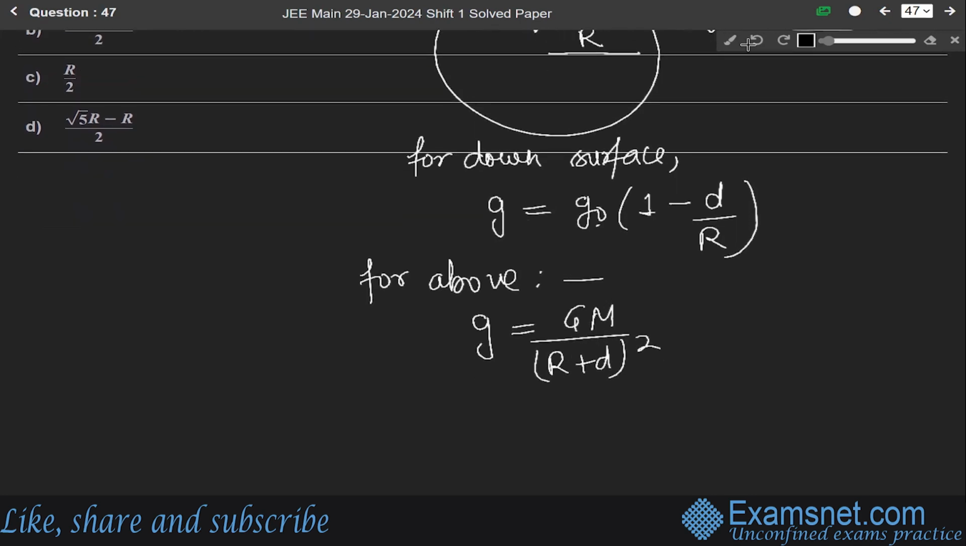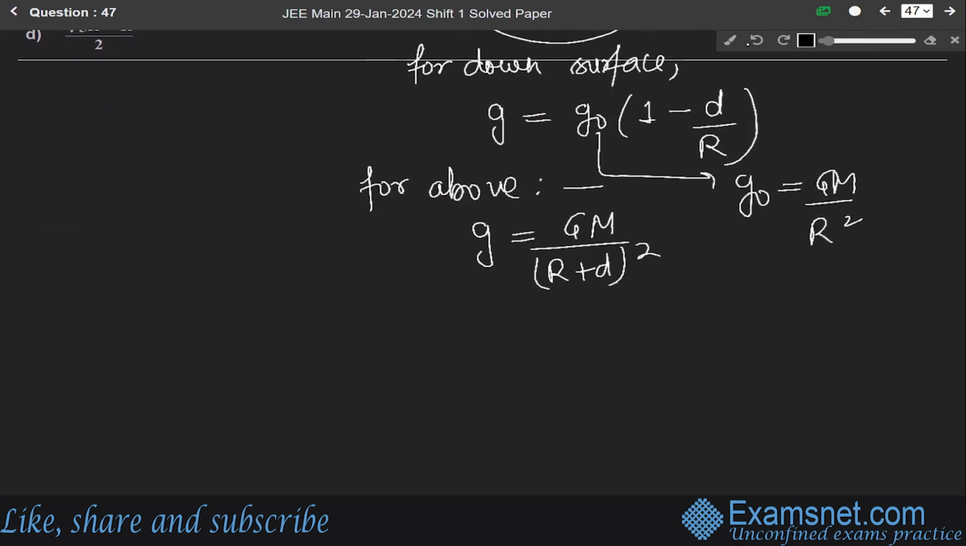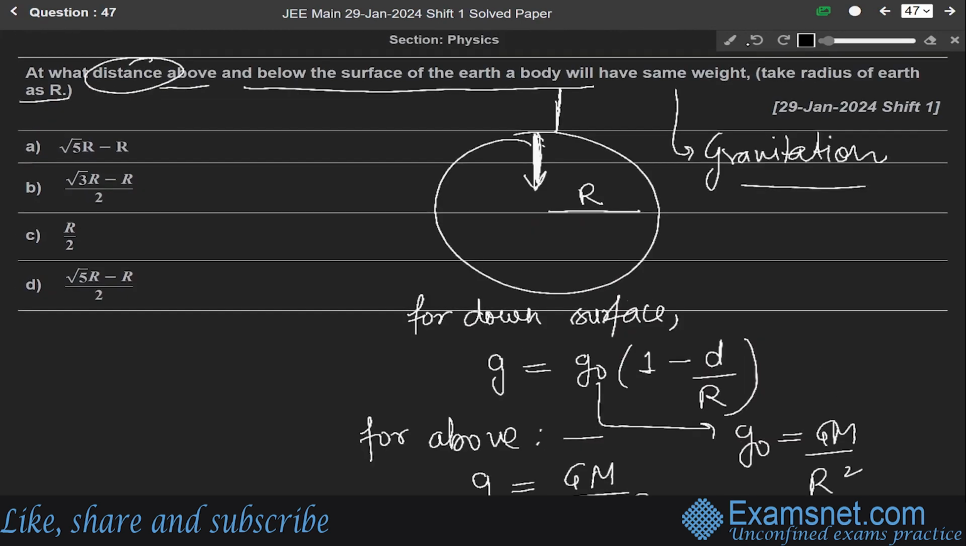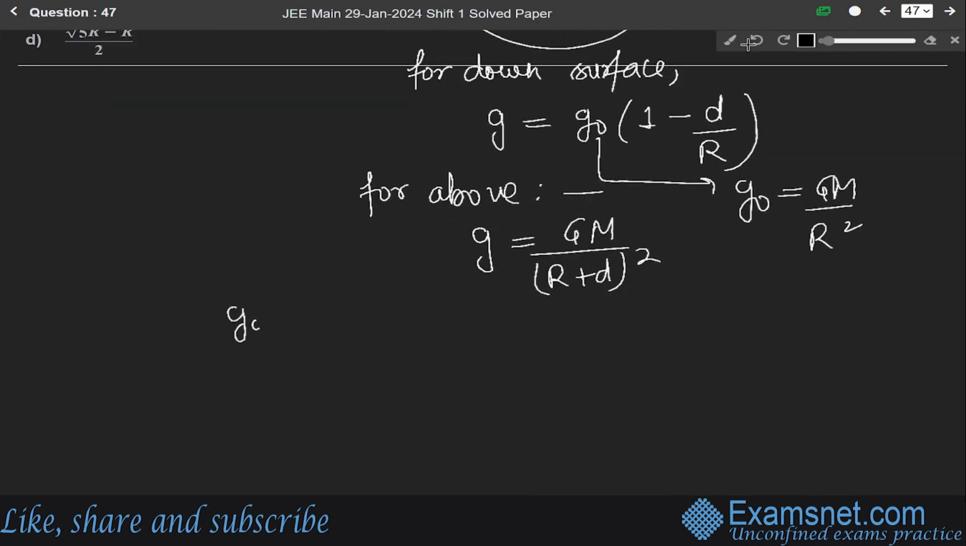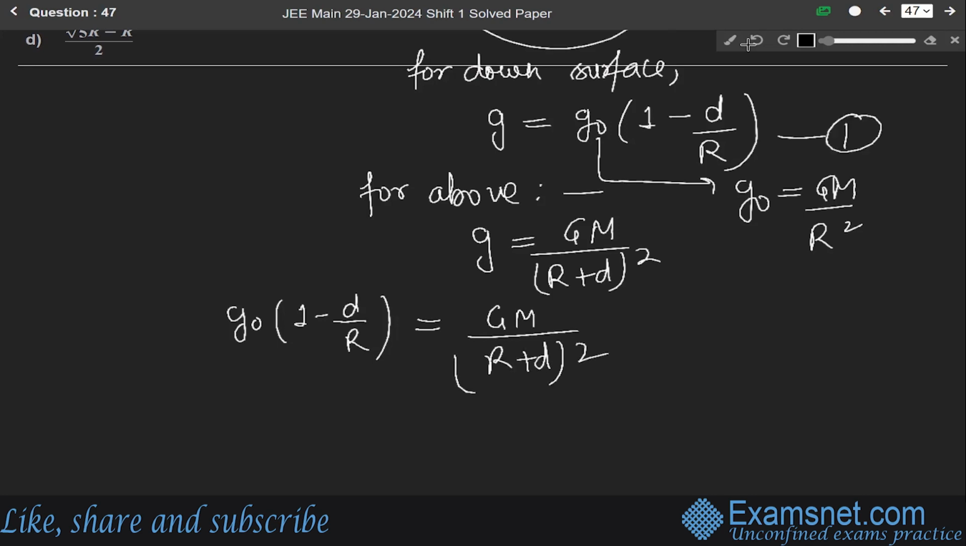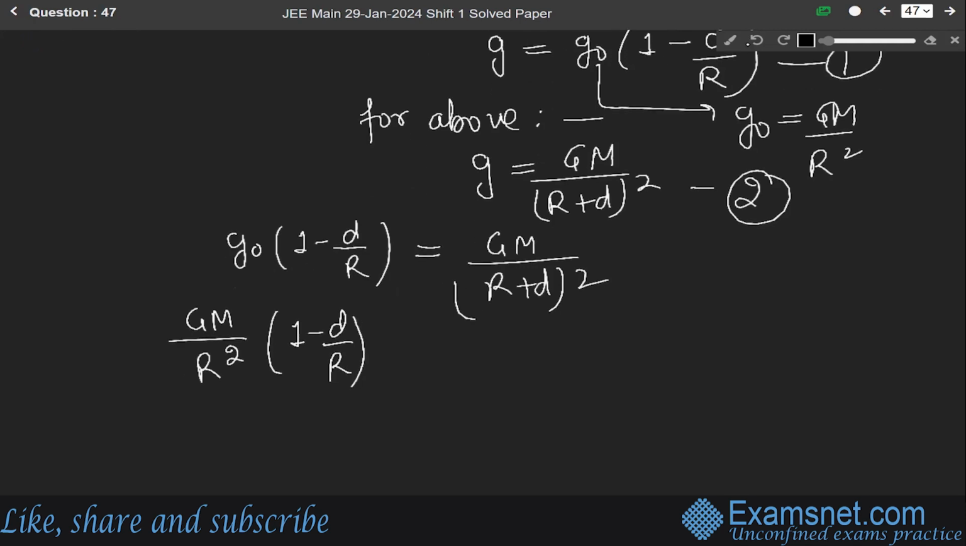Okay, we can write g naught on the surface of the earth as GM over R square. Solving these two, we get the weight is the same. For the same weight, g naught times (1 minus d over R) will equal GM over (R plus d) square. These two equations will be the same for the same weight. Putting the value of g naught, GM over R square times (1 minus d over R) will be equal to GM over (R plus d) square.